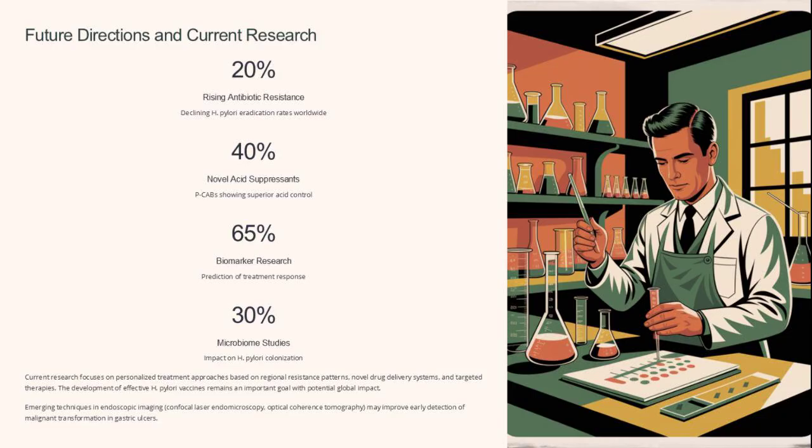Future directions in gastric research are promising, with a focus on personalized treatment approaches and new acid suppressants. Rising antibiotic resistance and biomarker studies are key areas of interest, aiming to improve patient outcomes and tailor therapies to individual needs. Ongoing research continues to advance our understanding and management of gastric conditions.